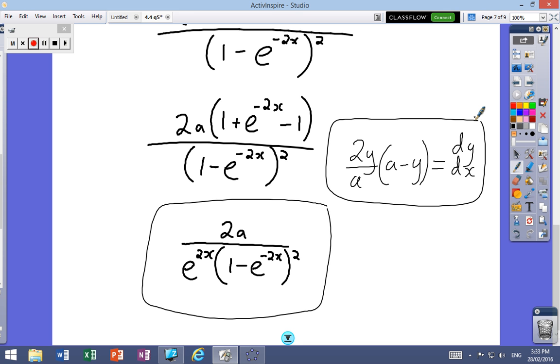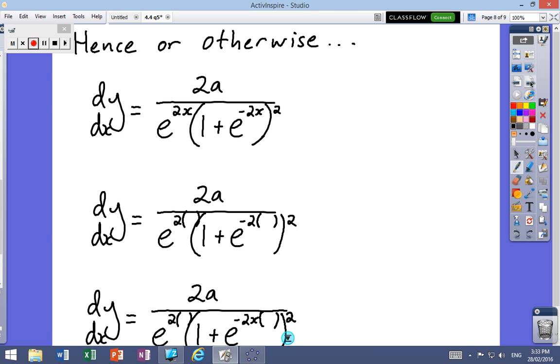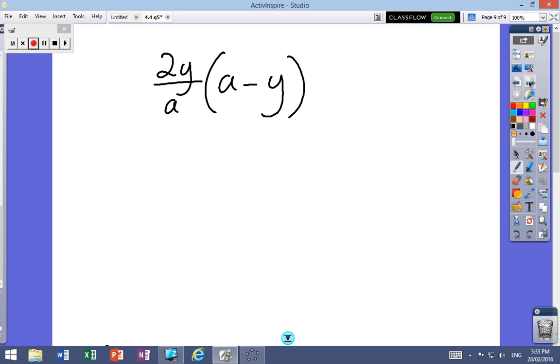The next step is, hence or otherwise, find the value for y for which dy dx is a maximum. Well, there's a y in there. Usually, to find a maximum for dy dx, we want dy dx to equal 0.